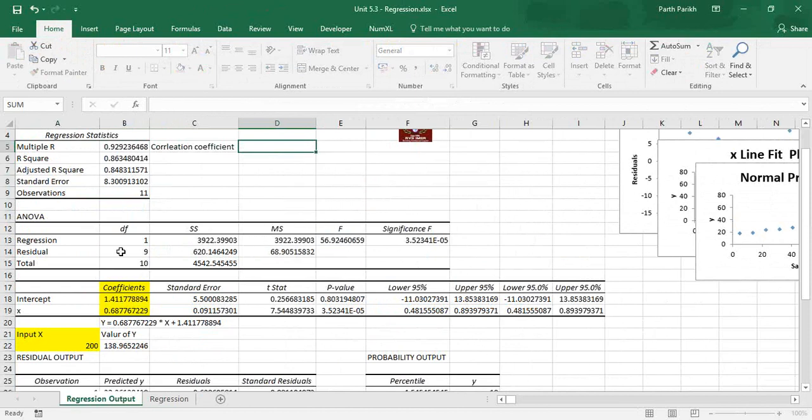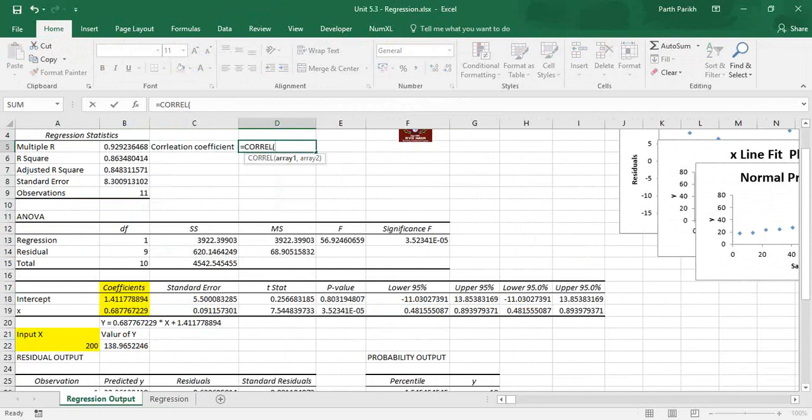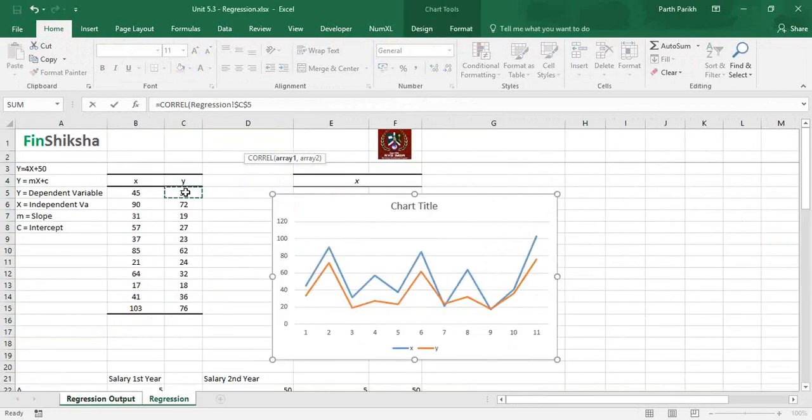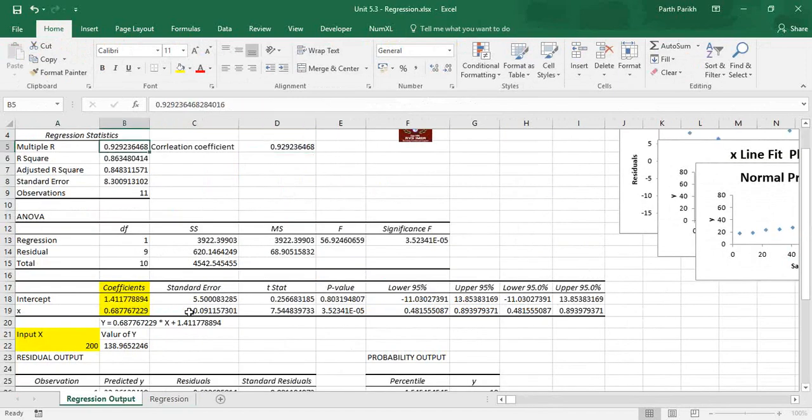You can find the value of correlation like this also. There is a formula, CORREL. You take the value of x and take the value of y, and you close the bracket. You will get the same value as this, 0.9229. So this is the coefficient of correlation. There is a high correlation between the two variables.